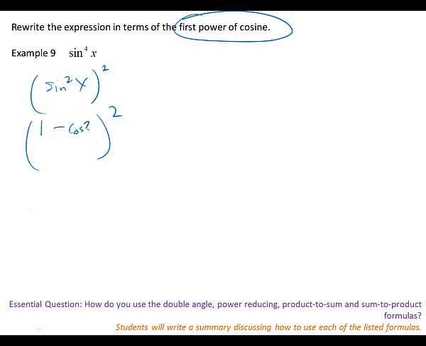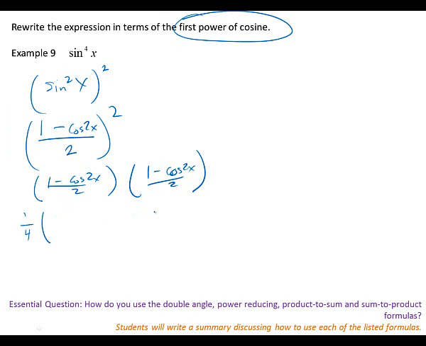1 minus cosine of 2x over 2. So what that's really saying is that I have 1 minus cosine 2x over 2 times 1 minus cosine 2x over 2. So now I need to multiply those together. What am I going to get in the denominator? 4. I'm going to write that as a 1/4 out front. So I'm taking the denominator and pulling it out front.